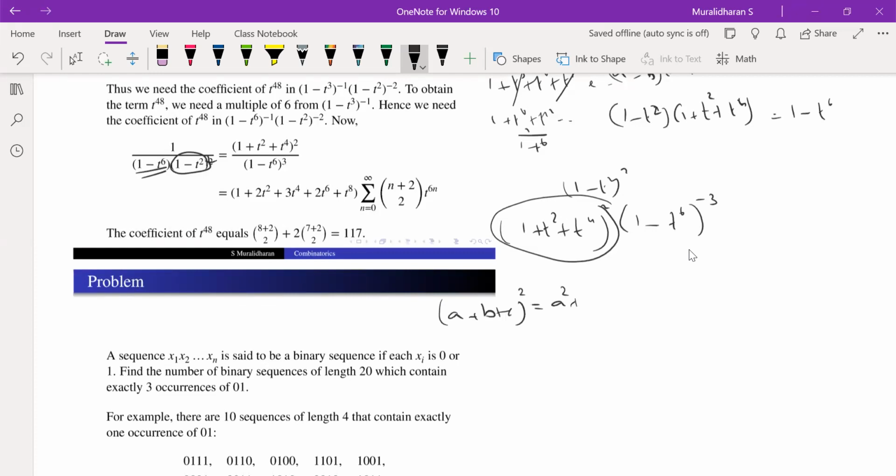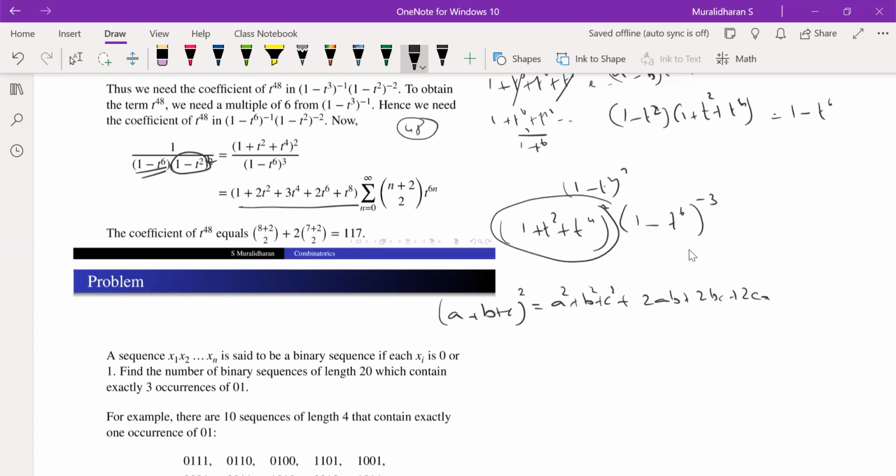This is the same as a square plus b square plus c square plus 2ab plus 2bc plus 2ca. That's what I have written here. Correct? A square plus b square, so you can expand it, I will get that. So I want the total to be 48.